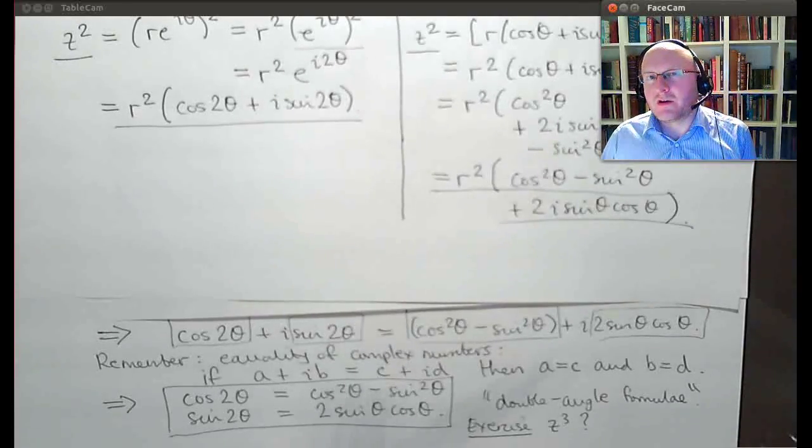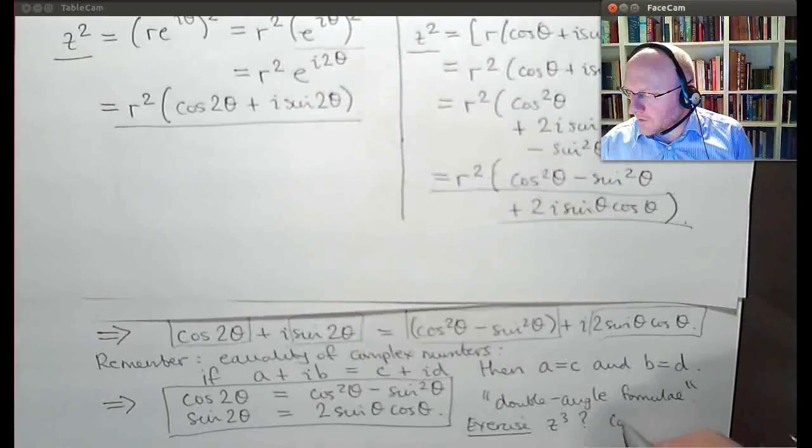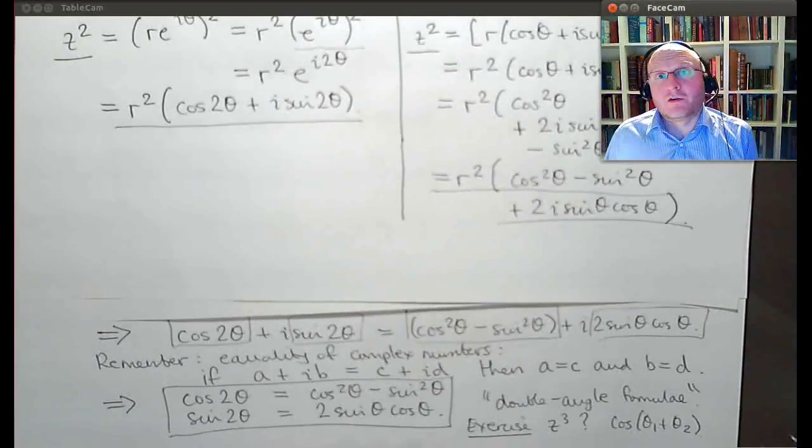So that's one exercise. The second one that you might want to think about is, could we, by a similar method, gain a formula for the cosine of a sum of angles, or the sine of a sum of angles? So that's another one to think about as well, which uses a very similar trick.